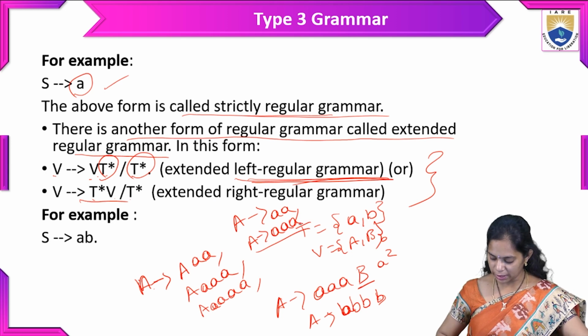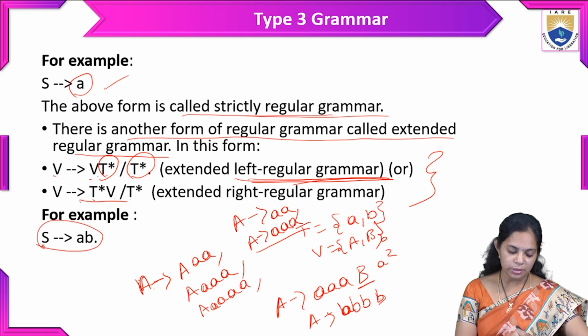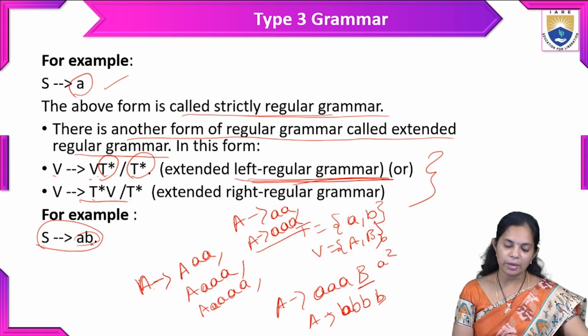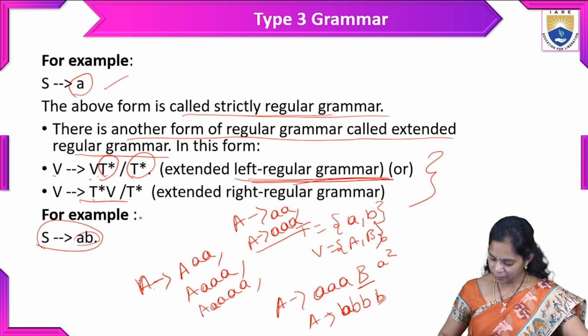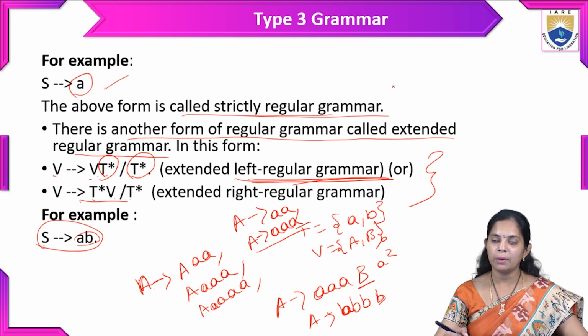So this is about type 3 and this is the example. It is a combination like S tends to ab, so not only a single terminal, we can also have multiple terminals, a multiple combination of terminals. So this is about the regular grammar, type 3 grammar.